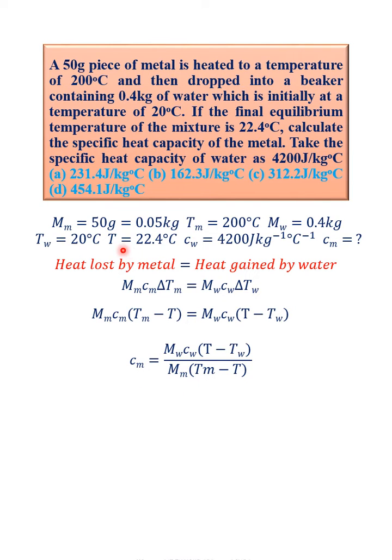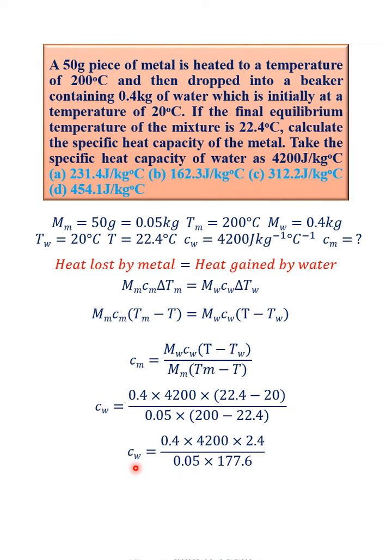So we are just going to plug in the values from here into this, and we'll get our Cm. Specific heat capacity of the metal is equal to the mass of water, 0.4, times 4,200, the specific heat capacity of water. The final temperature is 22.4 minus the temperature of water, which is 20, all over the mass of metal, 0.05, times the temperature of the metal, 200, minus the final temperature of the mixture, 22.4.